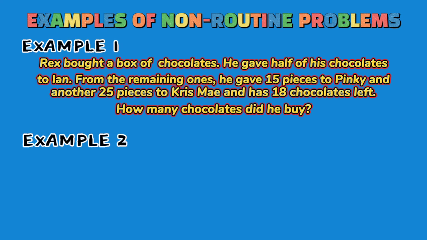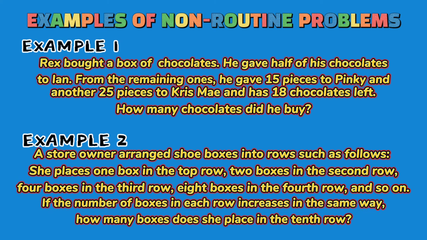Example 2. A store owner arranged shoe boxes into rows as follows. She places one box in the top row, two boxes in the second row, four boxes in the third row, 8 boxes in the fourth row, and so on. If the number of boxes in each row increases in the same way, how many boxes does she place in the 10th row?